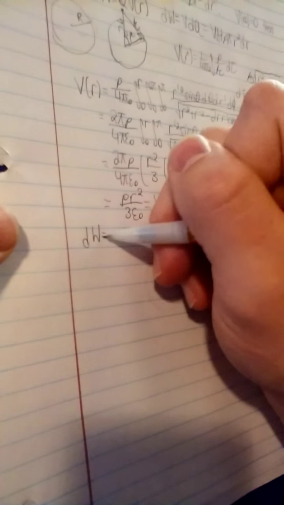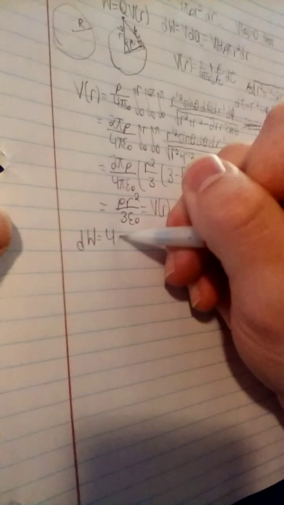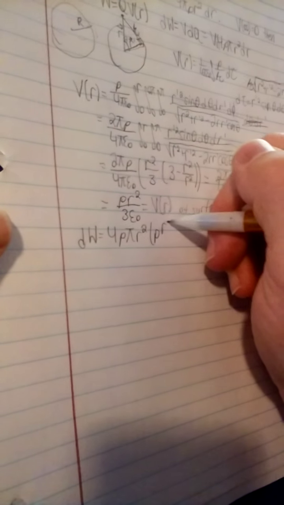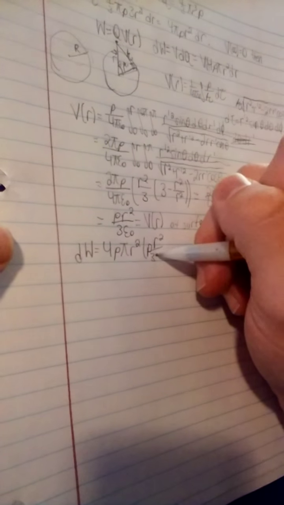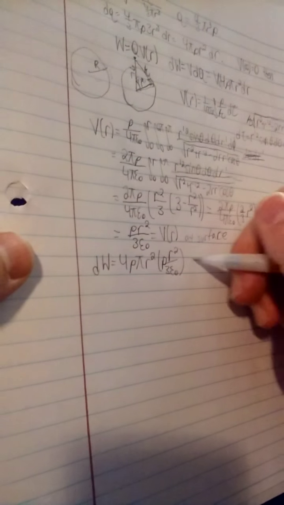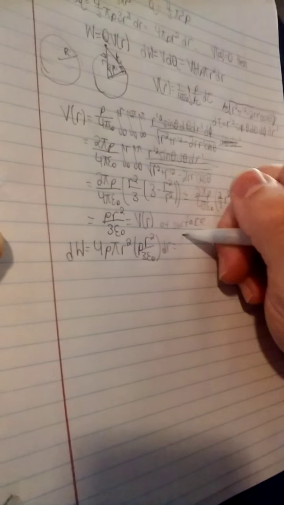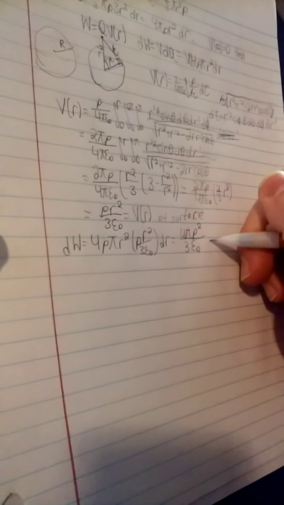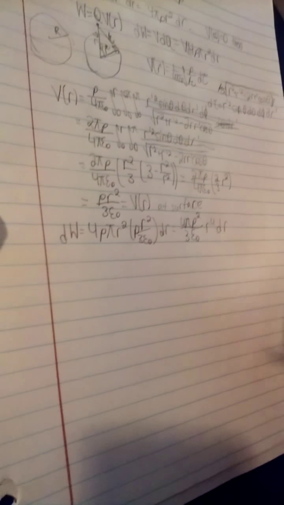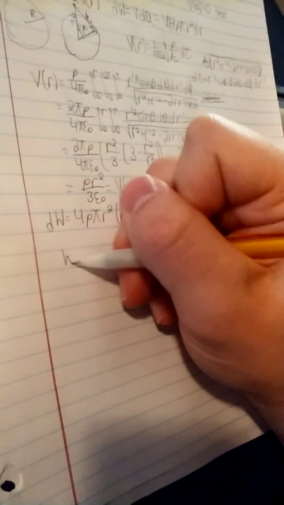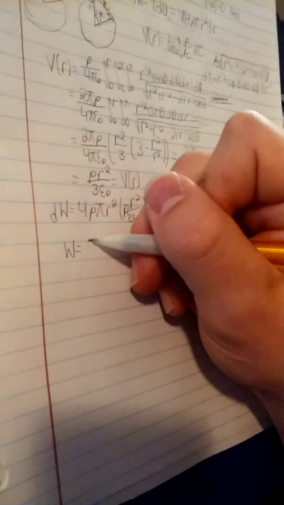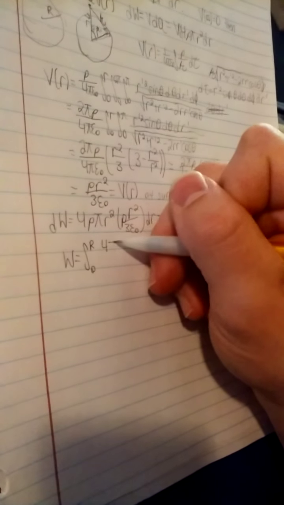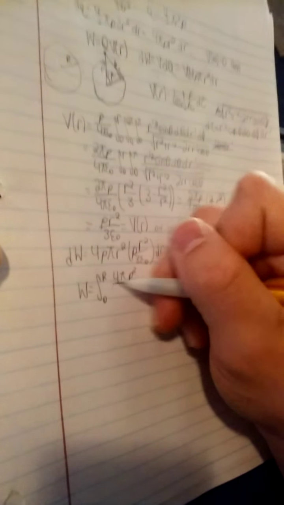Then remember dW, we had 4 pi rho r squared times rho r squared over 3 epsilon naught, where this is the V part, dr. That becomes 4 pi rho squared over 3 epsilon naught r to the 4th dr. Then we can integrate to find the work or energy, the integral from 0 to big R. Now we're going to switch it over to big R.